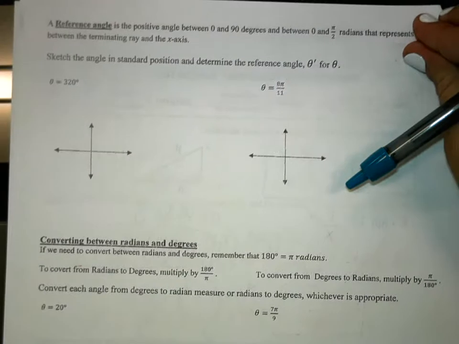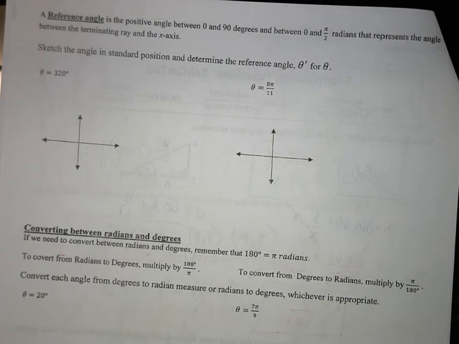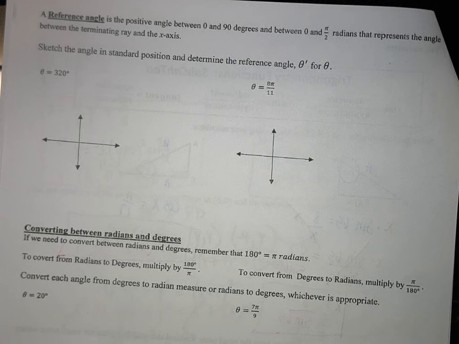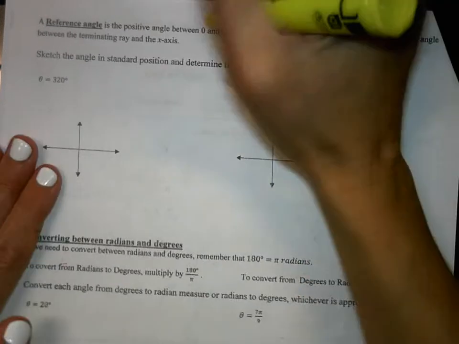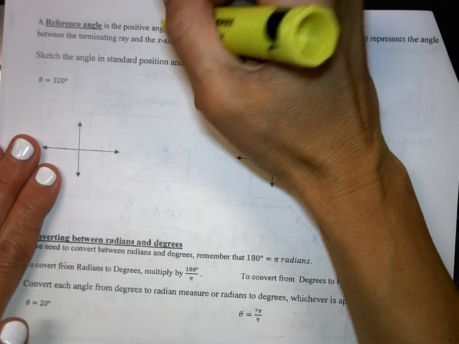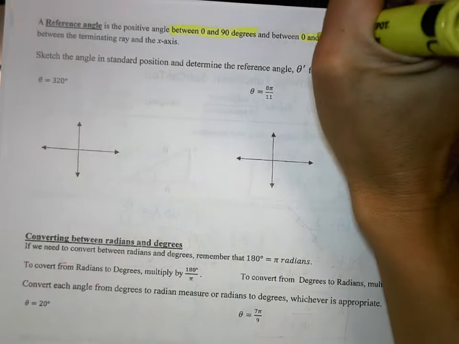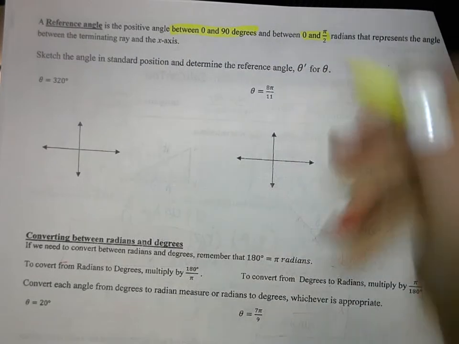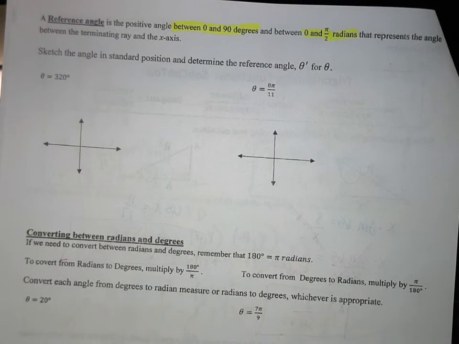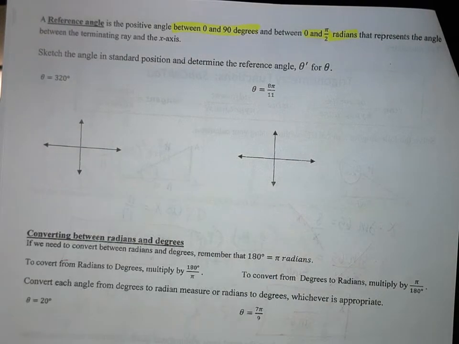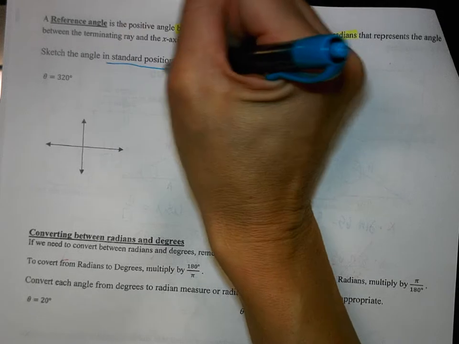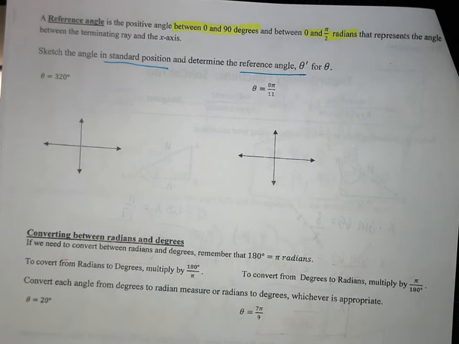Yes. Next, we are talking about reference angles. So there's a couple things to remember about reference angles. One thing is that it is always less than 90 degrees, or specifically between 0 and 90 degrees, okay? Or between 0 and pi over 2 radians. Okay, the other thing is that it always is drawn to your x-axis. It always goes up to the x-axis when you're finding that reference angle. So they want us to sketch it in standard position and determine the reference angle.